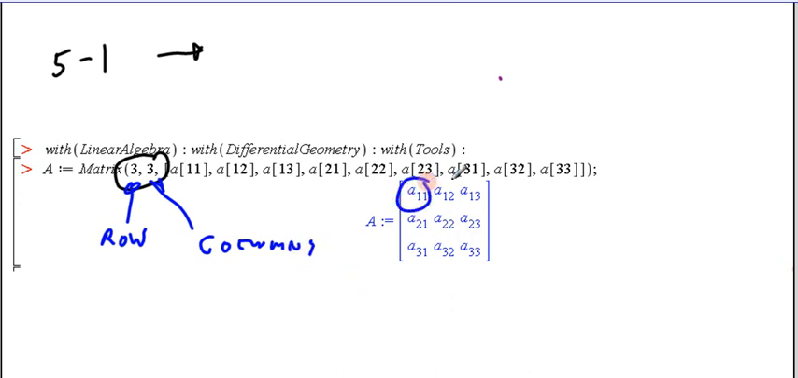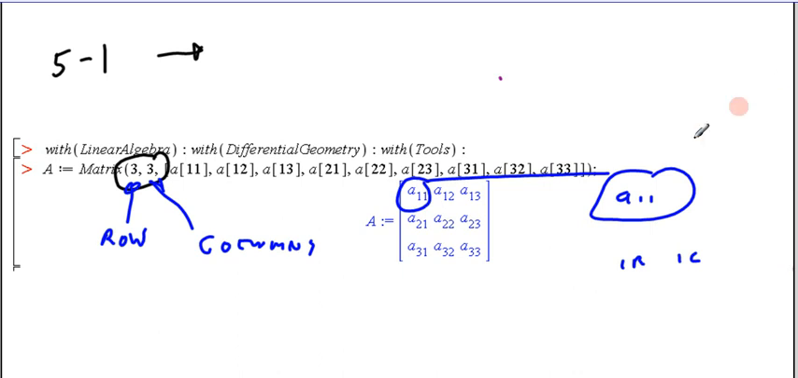We have an element of the matrix. So the element is A11, and that means it's in the first row and it's in the first column. First row, first column. Matrices don't have to be, this is a square matrix. It has as many rows as it does columns. We say it's a 3 by 3 matrix. 3 rows, 3 columns.